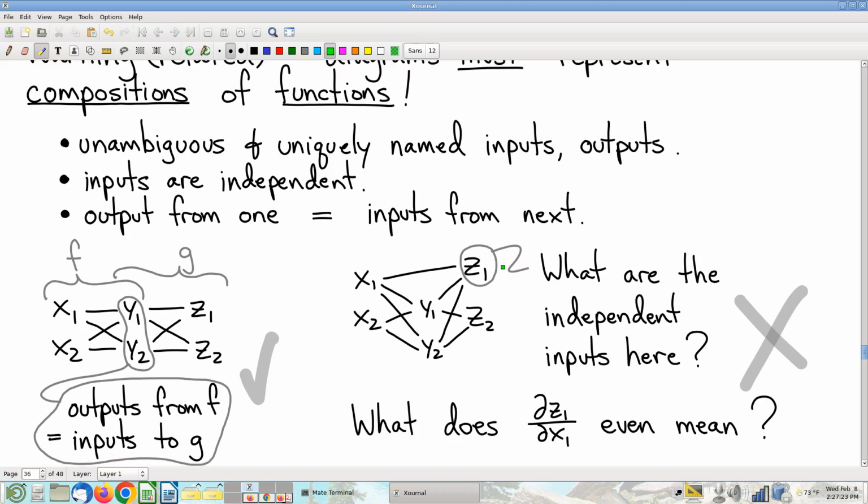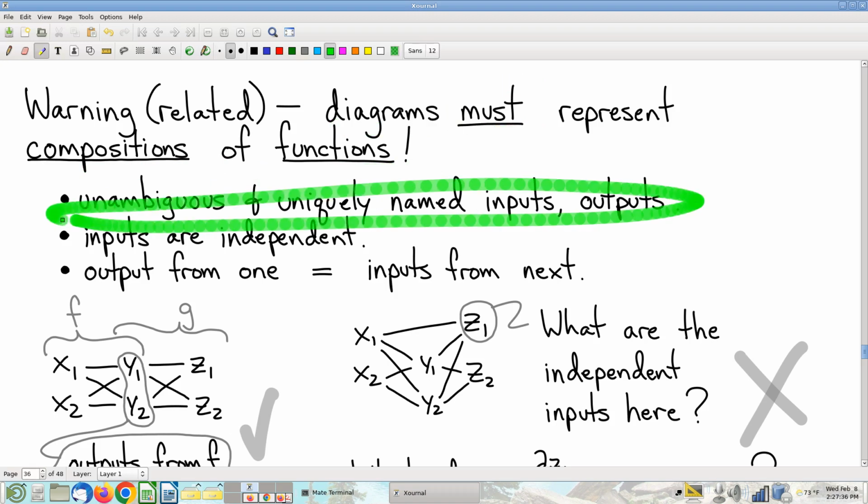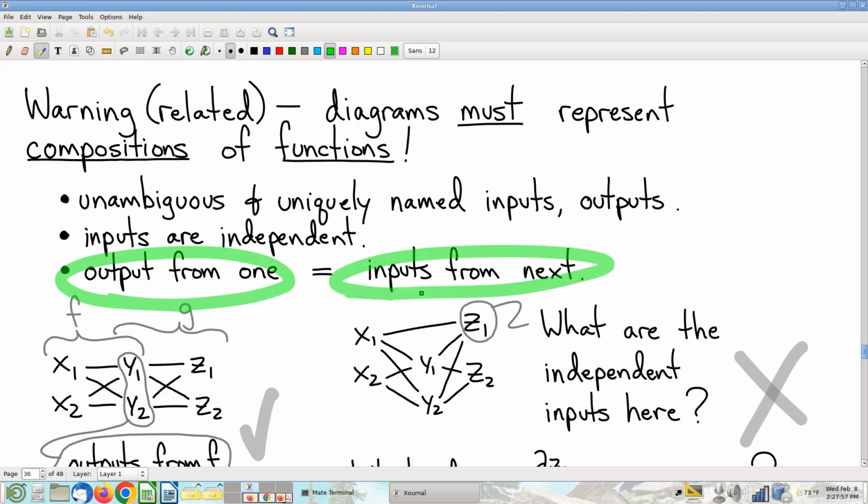So I've got to make sure that my diagram actually does represent a composition of functions. And so that means several things. I need to know exactly what my inputs and outputs are for these functions. And the inputs all have to be independent of each other. That's the deal with functions. And they have to fit together as Legos should. The outputs from the first function have got to be a perfect match to the inputs of the next function. That's how you compose functions.